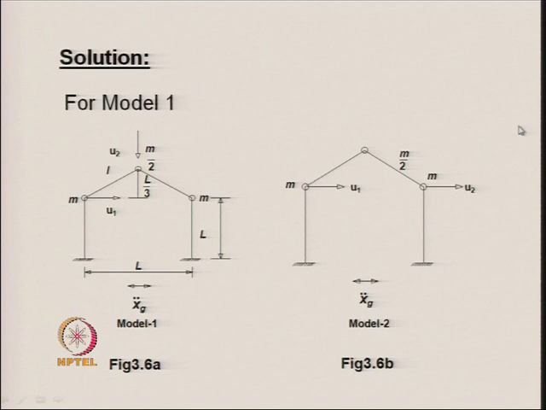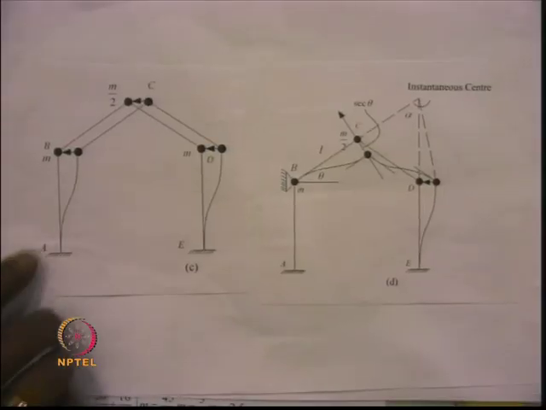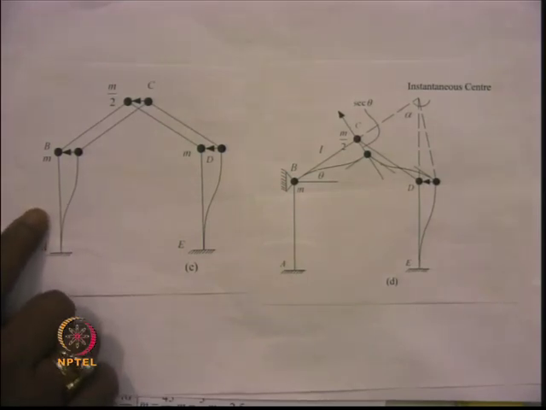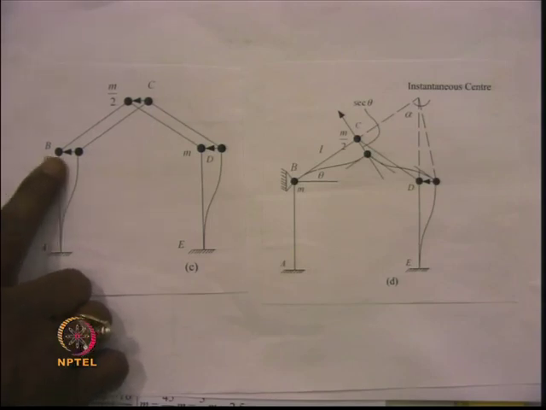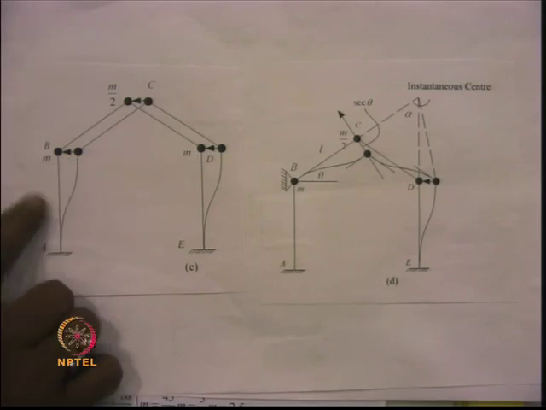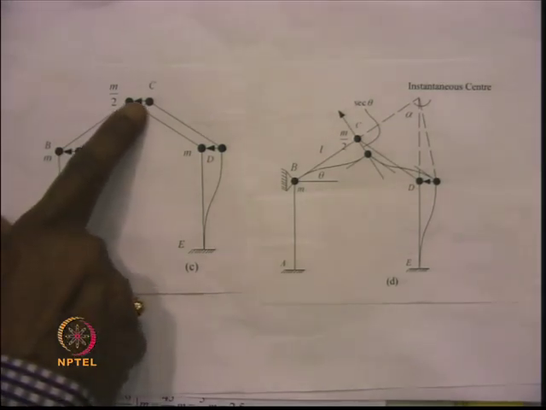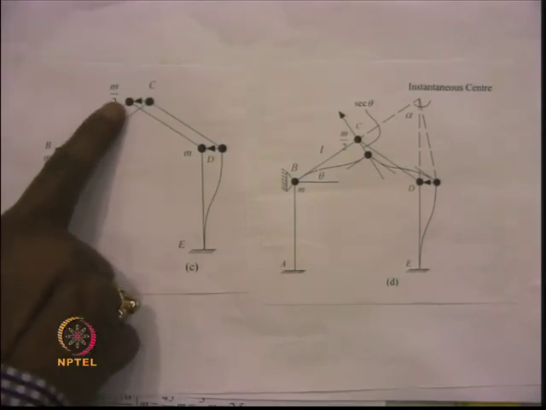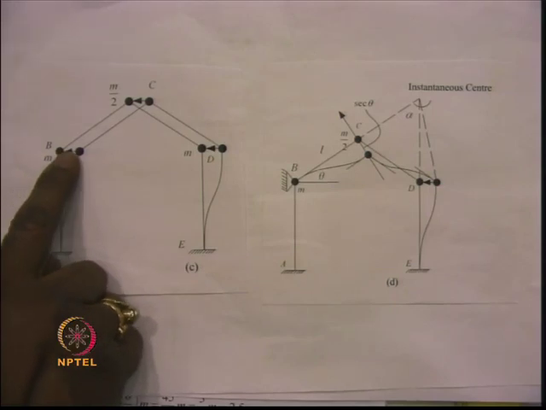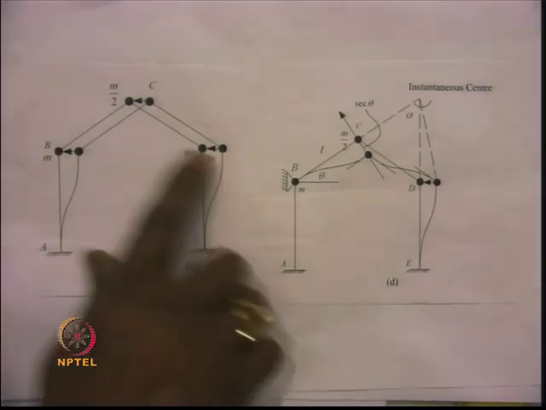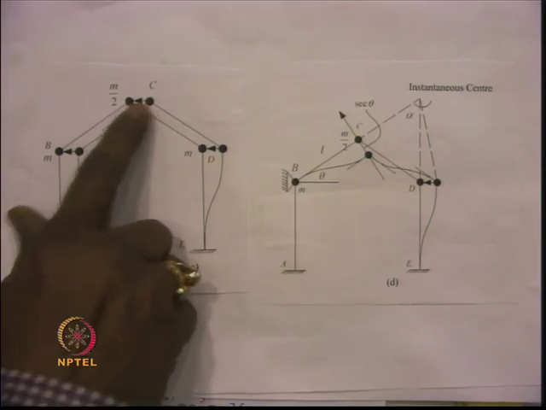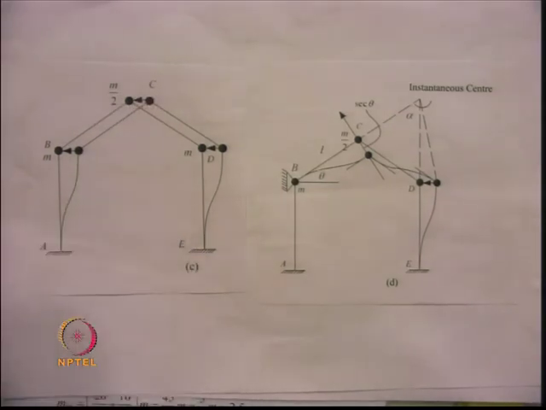For deriving the mass matrix for these two cases, let us consider this figure. In this figure, we have the frame, and in this frame what we do is give a unit displacement at this point and lock the vertical movement of this particular point. As a result, this point also moves, and this moves also horizontally without any vertical displacement.